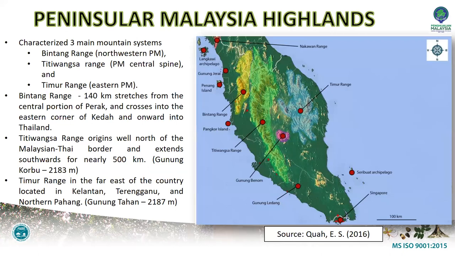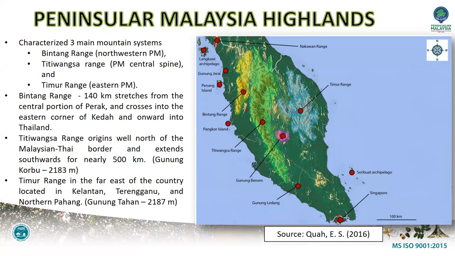The highlands of Peninsular Malaysia are characterized by three main mountain systems, namely the Bintang Range on the northwestern corner of Peninsular Malaysia, the Titiwangsa Range in Peninsular Malaysia's central spine, and the Timur Range on the eastern part of Peninsular Malaysia. The Bintang Range is a comparatively short range of approximately 140 kilometers that stretches from the central portion of Perak, crosses into the eastern corner of Kedah and onward into Thailand.